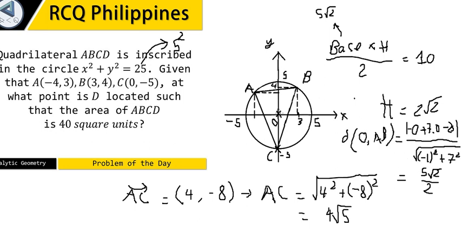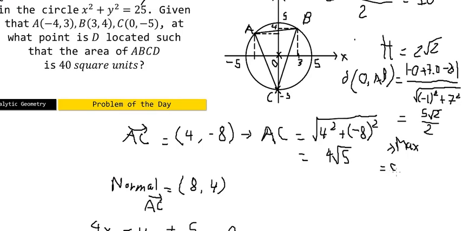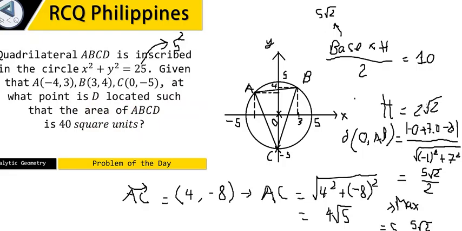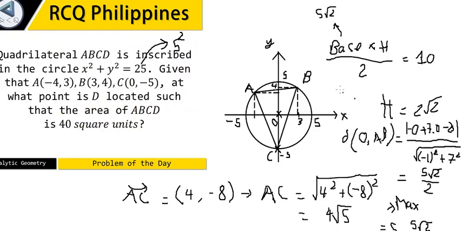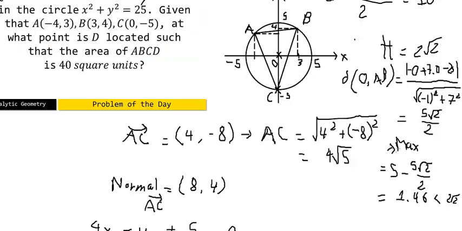However, the radius of the circle is about 5. That means the highest length to AB, we call about maximum, 5 minus 5 multiplied with the square root of 2 over 2, is about 1.46. However, this is smaller than 2 multiplied with the square root of 2. So that means we don't have point D from the AB in here.